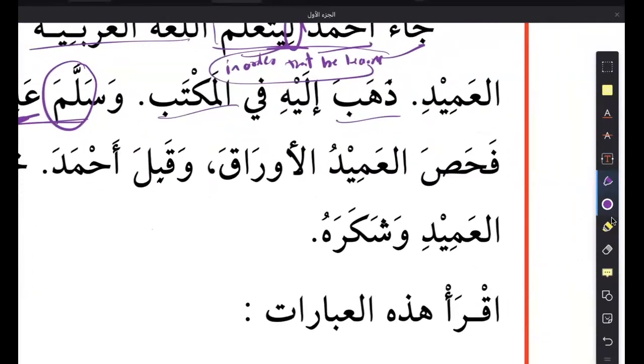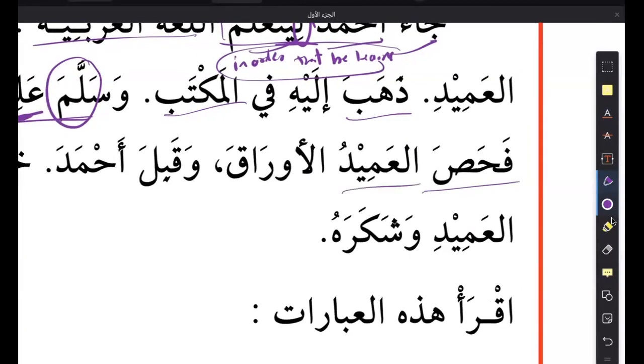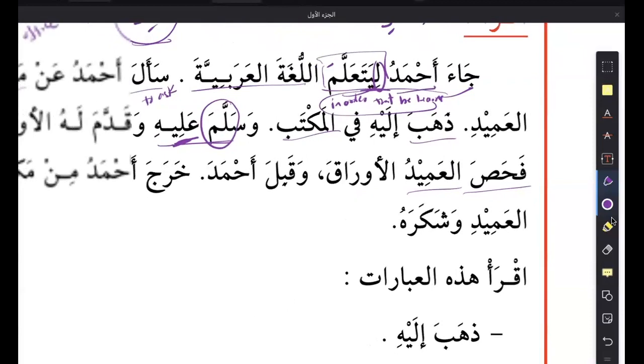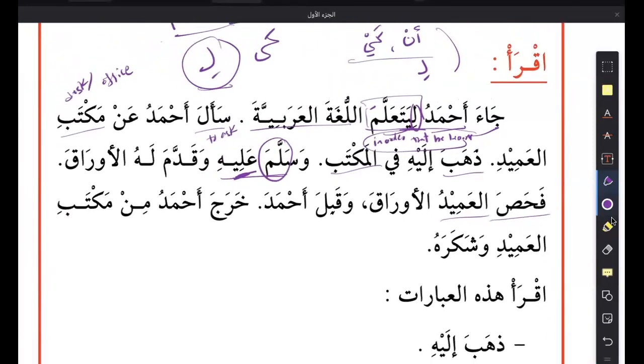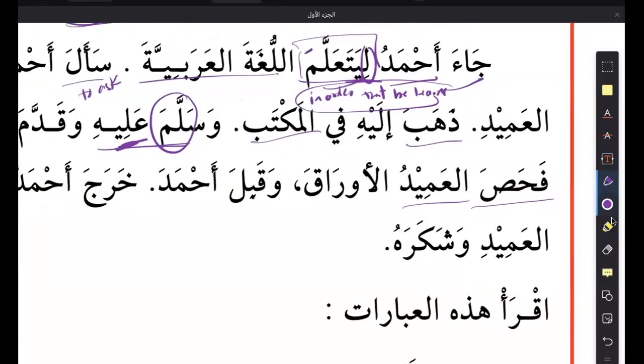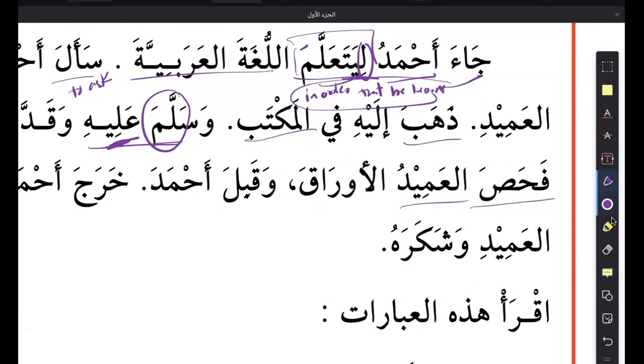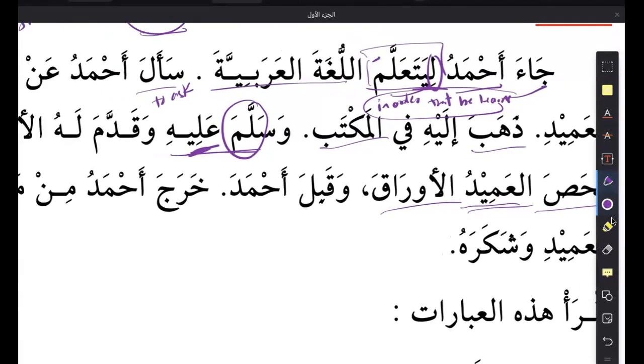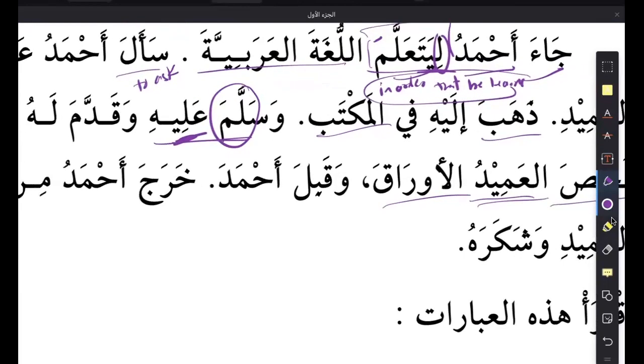فحص العميد الأوراق. So فحص, he examined. The Amid, the dean, examined the papers. So just note this should be very easy for you anyway, but since the chapter is talking about the verbs and the objects and doers, just pay attention to these things. Okay, so the dean examined the papers. وقبل أحمد. So now tell me what happens. Who is the doer here? Who's the doer, the subject?